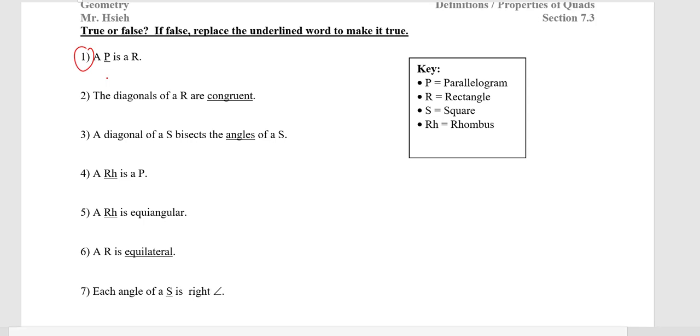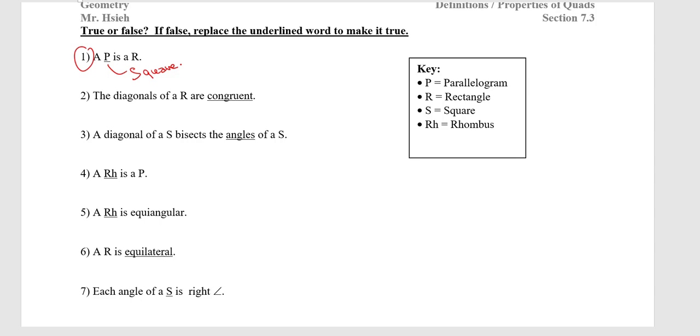A parallelogram could be a rhombus. So in this case, I could change the parallelogram to a square, and that would be a way to fix that statement, to make it so that it's always true. A square is always a rectangle, and that would be the way to make that true.